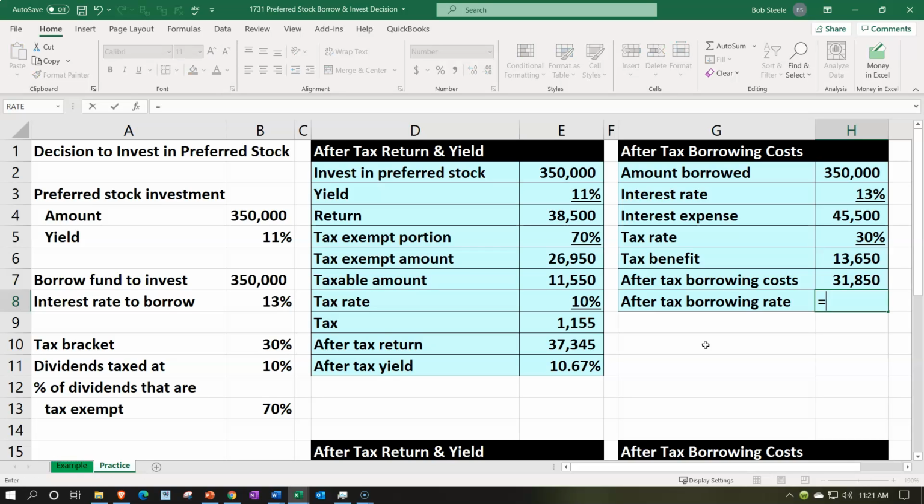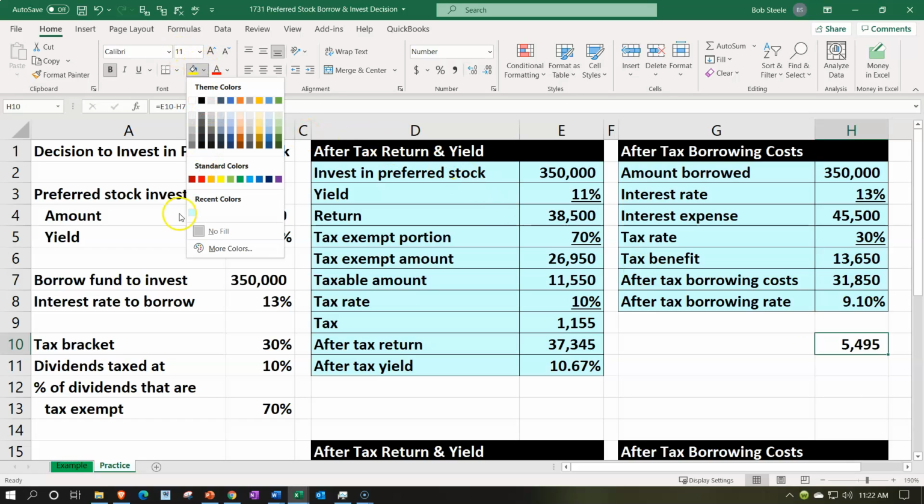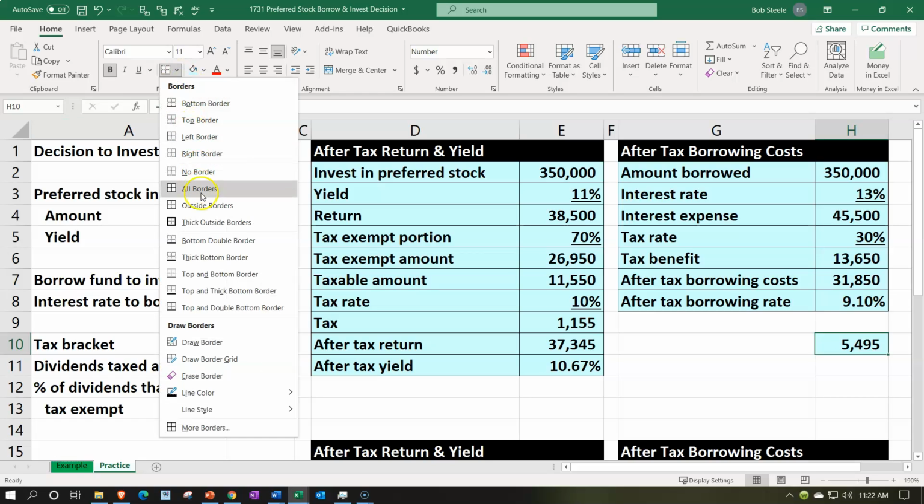So then we can take the after-tax borrowing costs divided by the amount that we borrowed, and so we got the after-tax borrowing rate, in essence, 9%. So you'll see here that even though we had an 11% return versus a 13% cost, after taxes, the return is 37,345 versus the costs, which are 31,850. So we actually come out with a benefit of the 37,345 minus the 31,850. It could actually be a profitable thing to do, even though it doesn't look so, due to taxes.